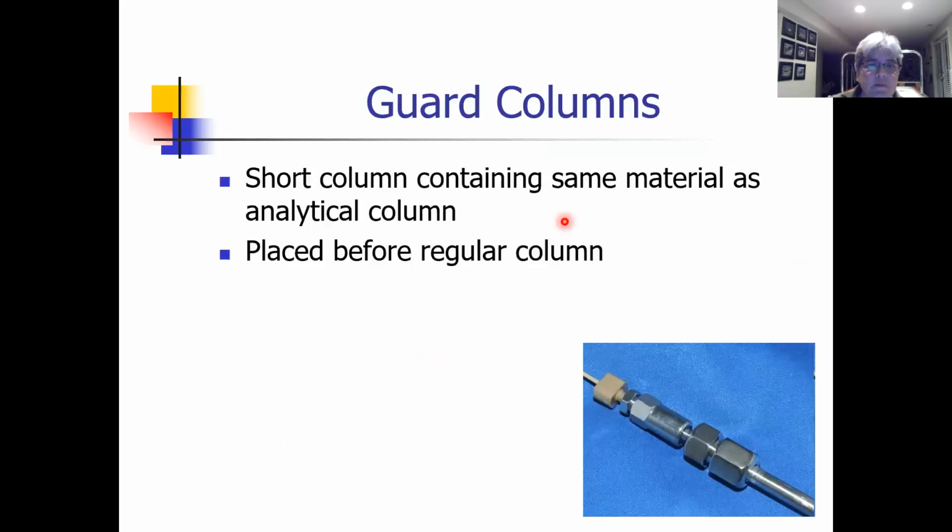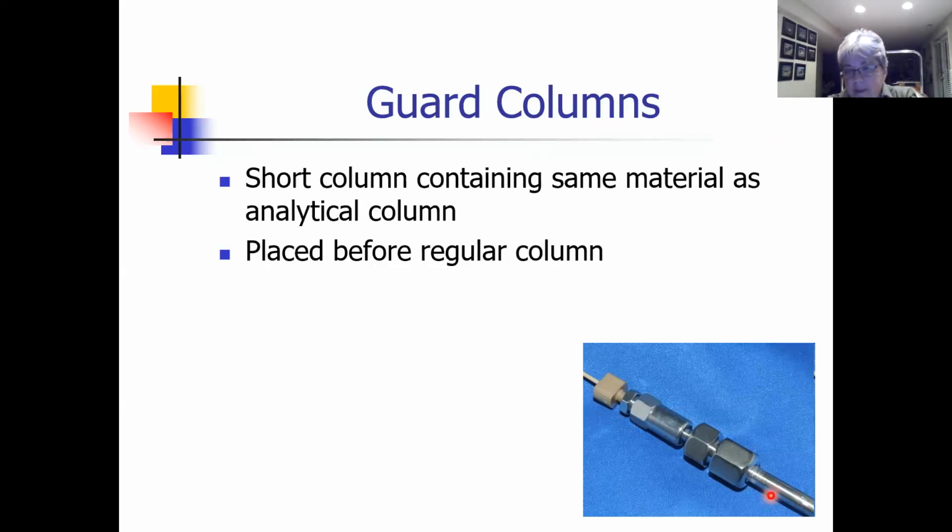So that's the columns. Now, one thing that we almost always will use for chromatography is something called a guard column. So this is a small little column that goes in front of the regular column.